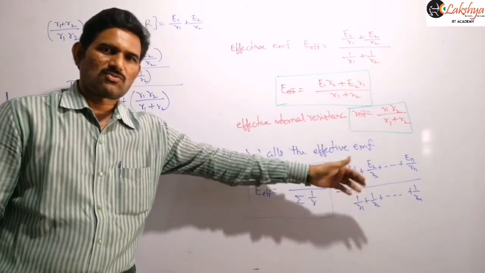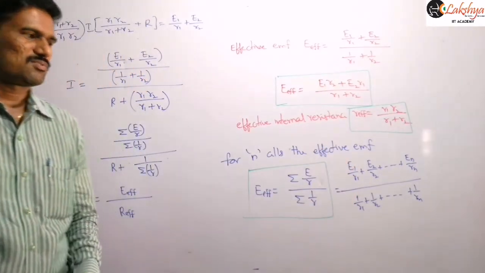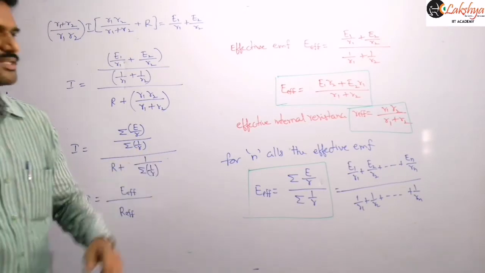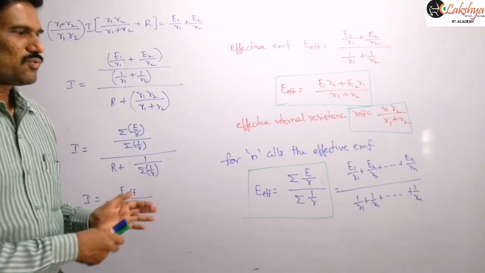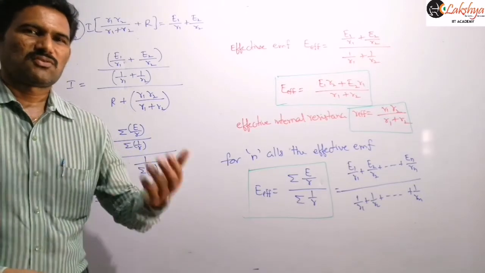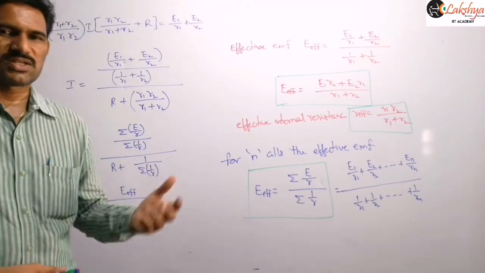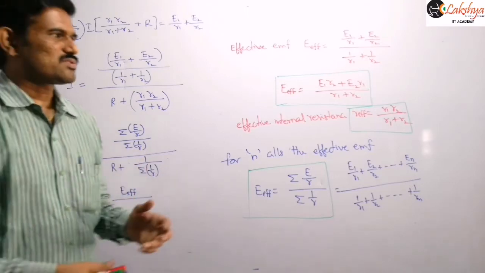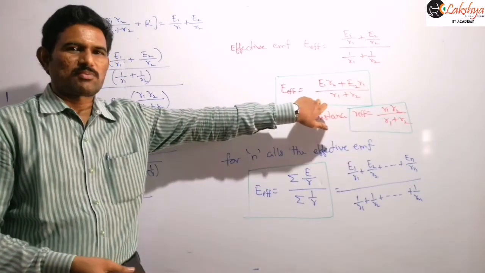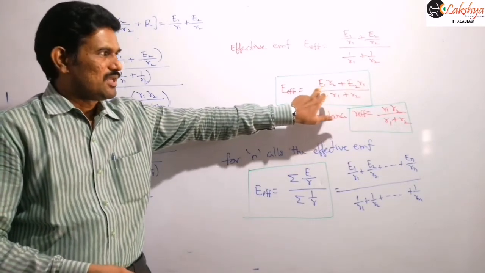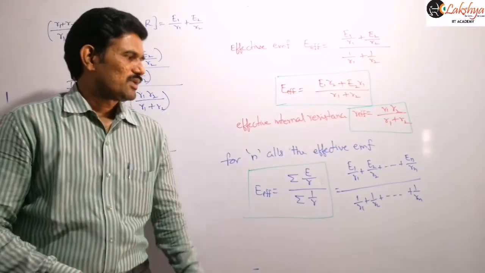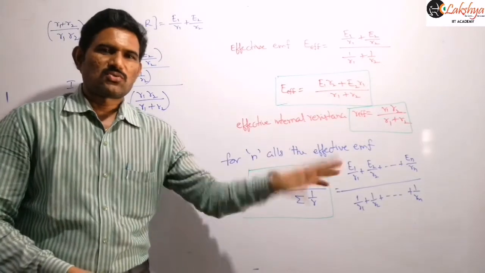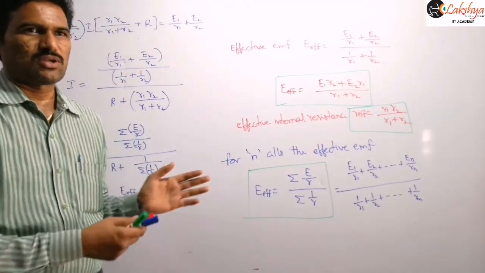1 by R is equal to 1 by R1 plus 1 by R2 plus 1 by R3, we need to write when n cells are there in parallel. So that is the way of writing this effective EMF. Generally, for most of the cases only two cells will be there. When two cells are there, directly you can apply this formula. We need to remember this: E1 R2 plus E2 R1 by R1 plus R2. And the effective resistance, you know how to write it when all the cells are in parallel.